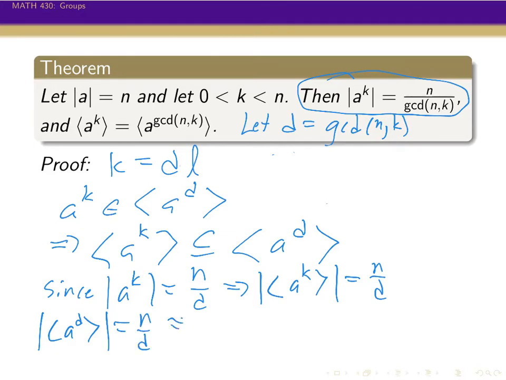And so this means that the subgroup generated by a to the k has the same number of elements as the subgroup generated by a to the d. Since they have the same number of elements and one is a subset of the other, the only possibility is that they're actually equal. It can't be a proper subset, because there can't be some other element that's not in there, and so they have to be equal.